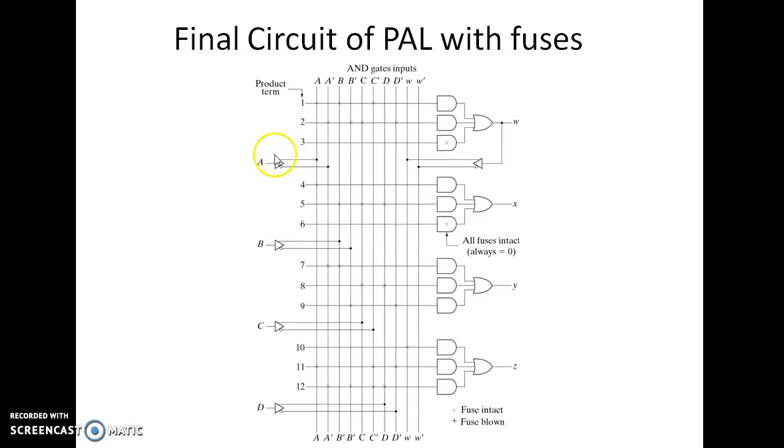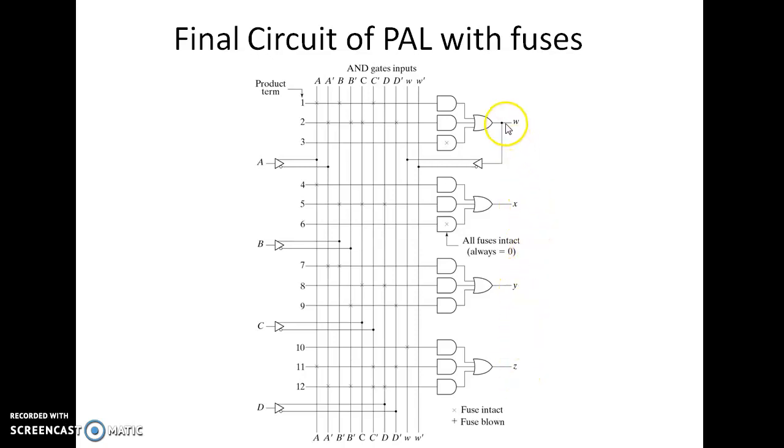And this is a NOT gate, right? So how to get A? A is directly passed through a buffer, and if there is a bubble, A is complemented. So this is how we'll be getting A and A bar, B and B bar, similarly C and C bar, D and D bar, W and W bar. How do you get W and W bar? This output is fed back to get W and W bar. Okay. So this is how you can realize all the functions, similarly X, Y and Z.